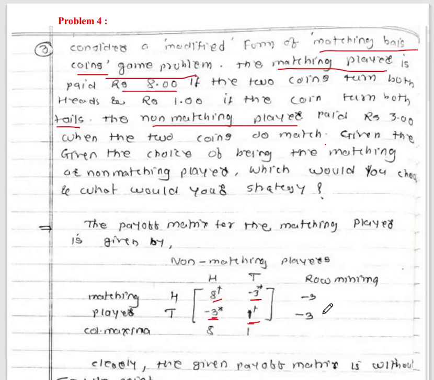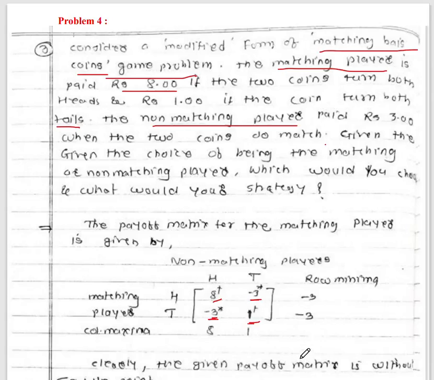Now we will find the row minima. Row minima means selecting the smallest value in each row, that is minus 3 and minus 3. The column maxima are 8 and 1. Mark the minimum value in each row with a star and the maximum value in each column with a plus.